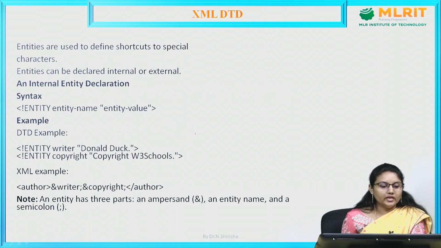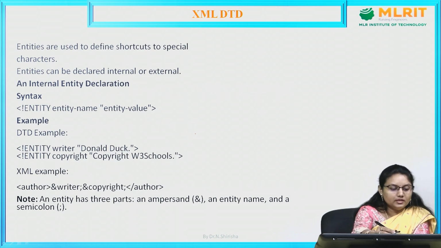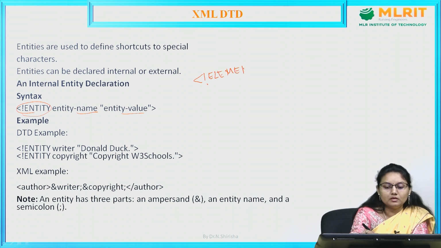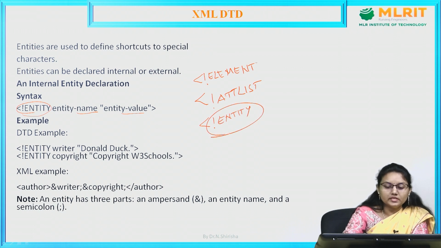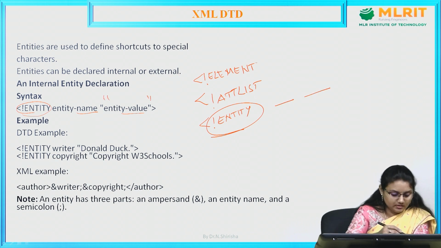Okay. So entity is used to define shortcuts to the special characters: entity name, entity value. For entity you have to give entity. For element we are going to give exclamatory element. For attributes you are going to give ATTLIST. For entities we are going to give entity. Okay, so this entity, entity name, entity value. Value should always be given in double quotes.